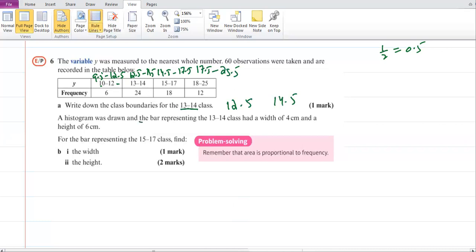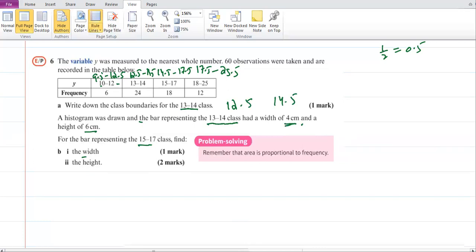Now a histogram was drawn and the bar representing 13 to 14 class had a width of 4 centimeters. Okay, the width is given for 13 to 14 class. It is given as 4 centimeter and a height of 6 centimeter for this class. For the bar representing 15 to 17 class, find the width and the height. Now, this is a comparison method that we have to use here. First of all, try to find the frequency density.